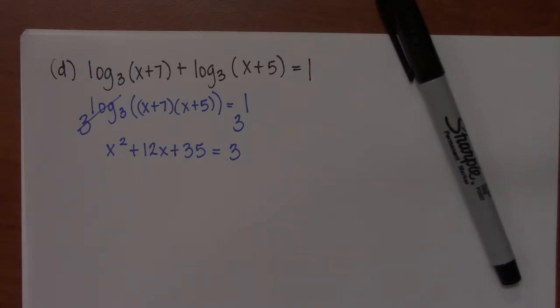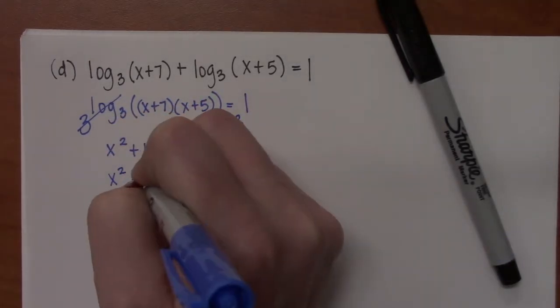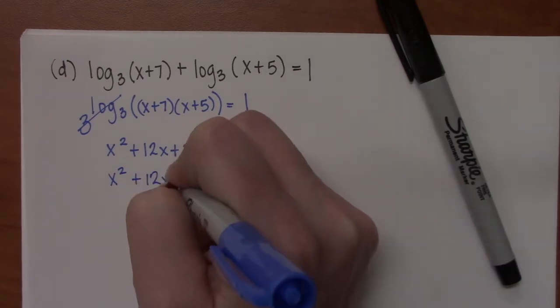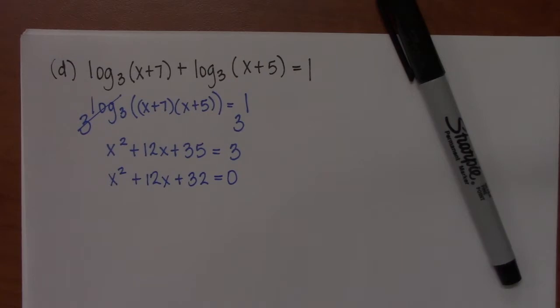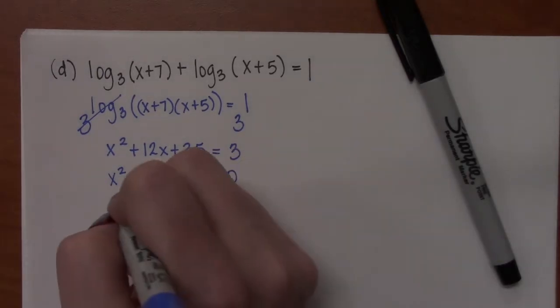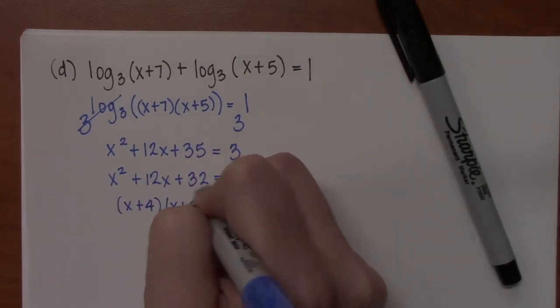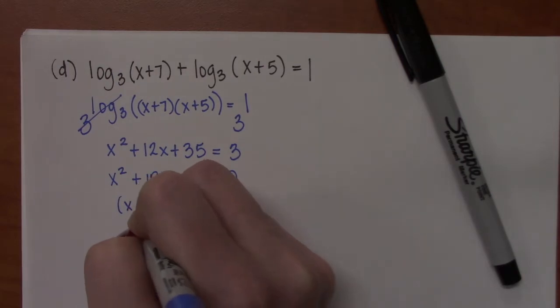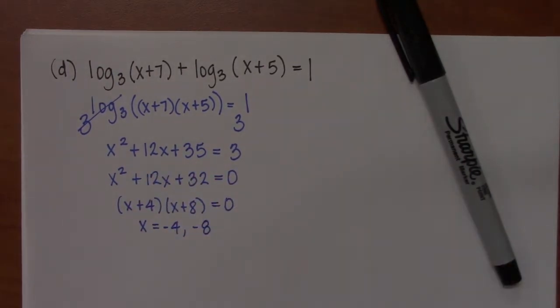So once again, I'm going to have a quadratic, so I need to make sure it's set equal to 0. The next step is going to be to subtract 3 from both sides. And 4 times 8 is 32, and 4 plus 8 is 12. So this will factor into x plus 4 times x plus 8. So -4 and -8 are my answers.